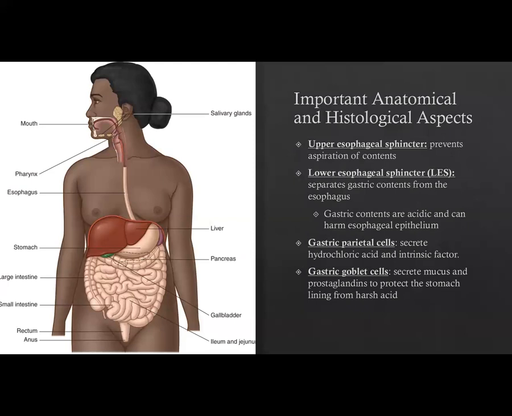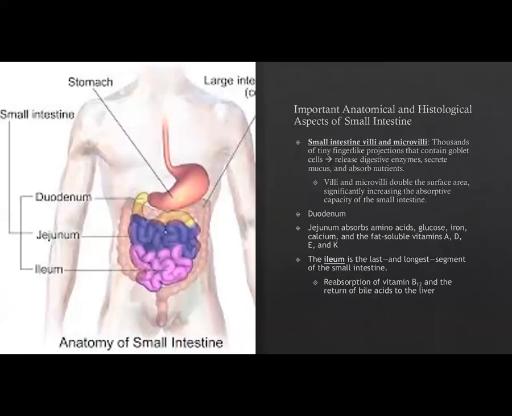Your gastric goblet cells secrete mucus and prostaglandins to protect the stomach lining from harsh acids. Next, we've got the small intestine villi and microvilli. It's very similar to those finger-like projections that you would see in the respiratory system. Basically, these contain goblet cells. So they release digestive enzymes, secrete mucus, and they absorb those nutrients. The villi and the microvilli double the surface area, significantly increasing that absorption capacity of the small intestine.